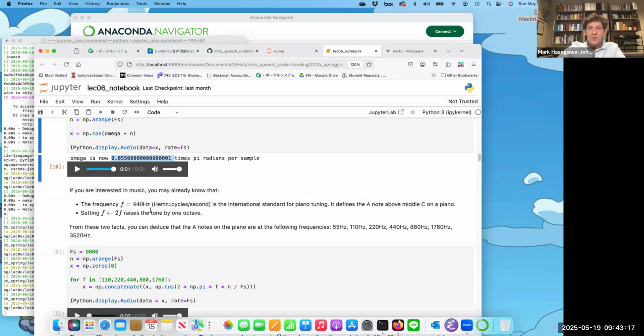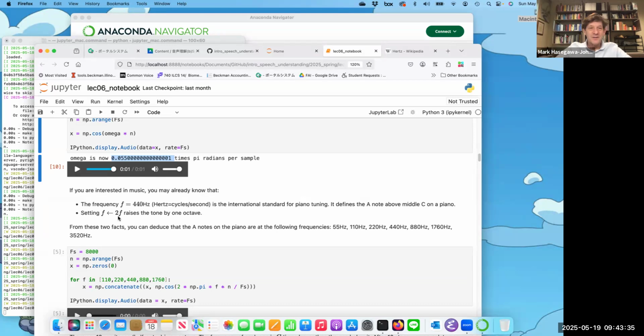So f equals 440 is the international standard for tuning a piano. You tune the A note above middle C on a piano to be exactly 440 hertz, and then all of the other notes on the piano are tuned relative to that. Multiplying f by 2 raises the tone by 1 octave.